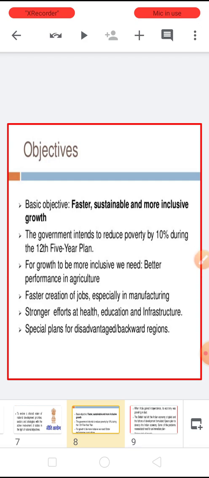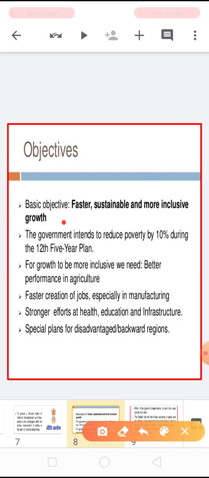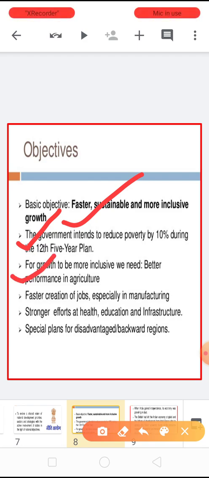Next, the basic objective behind this is faster, sustainable, and more inclusive growth. The government intends to reduce poverty by 10% during the 12th five-year plan. For growth to be more inclusive, we need better performance in agriculture. If we want to see a greater increase in the growth of a country, in the GDP, we need a better performance in agriculture.